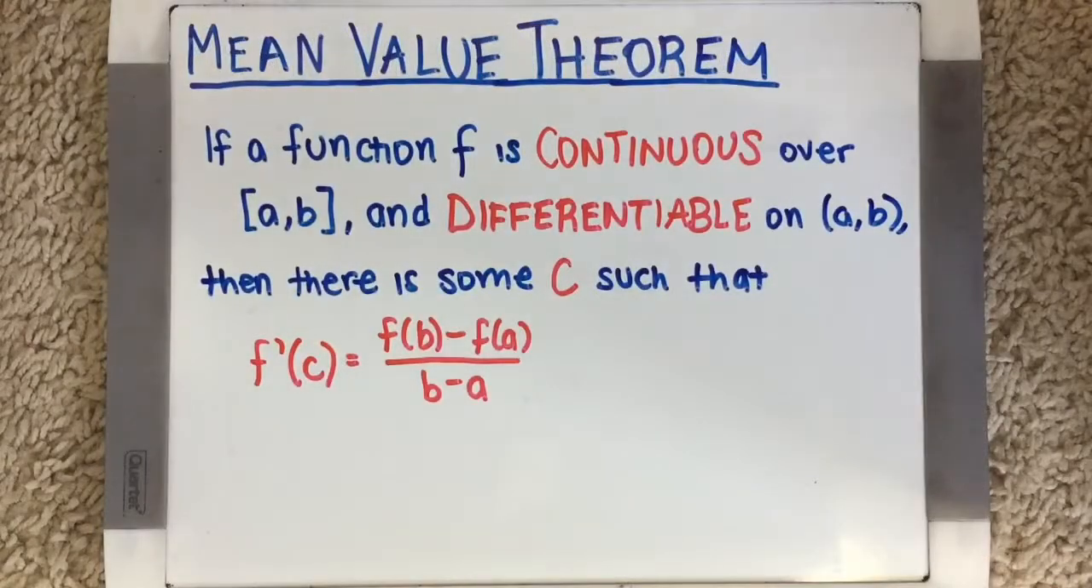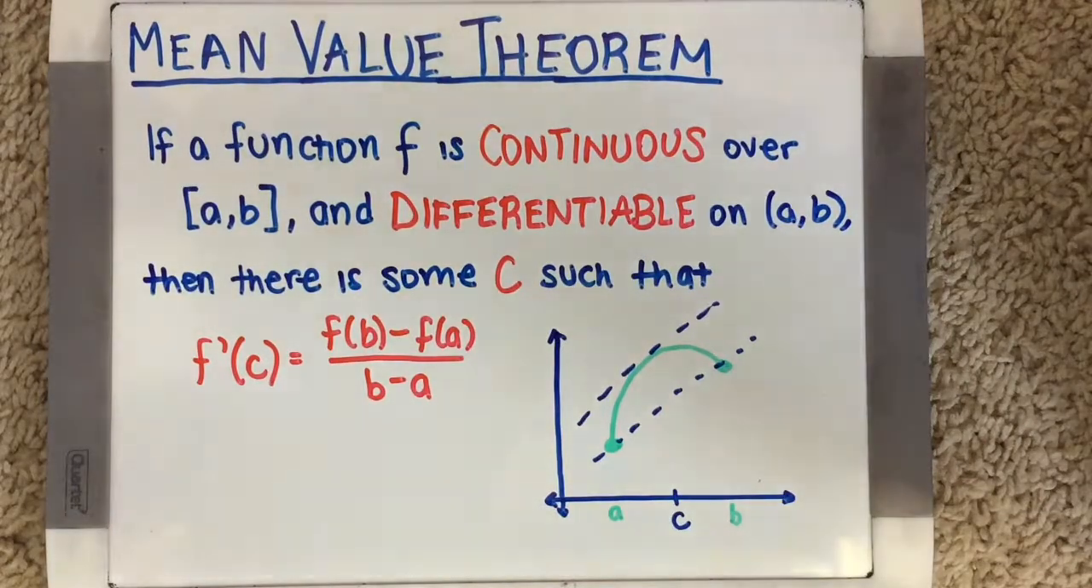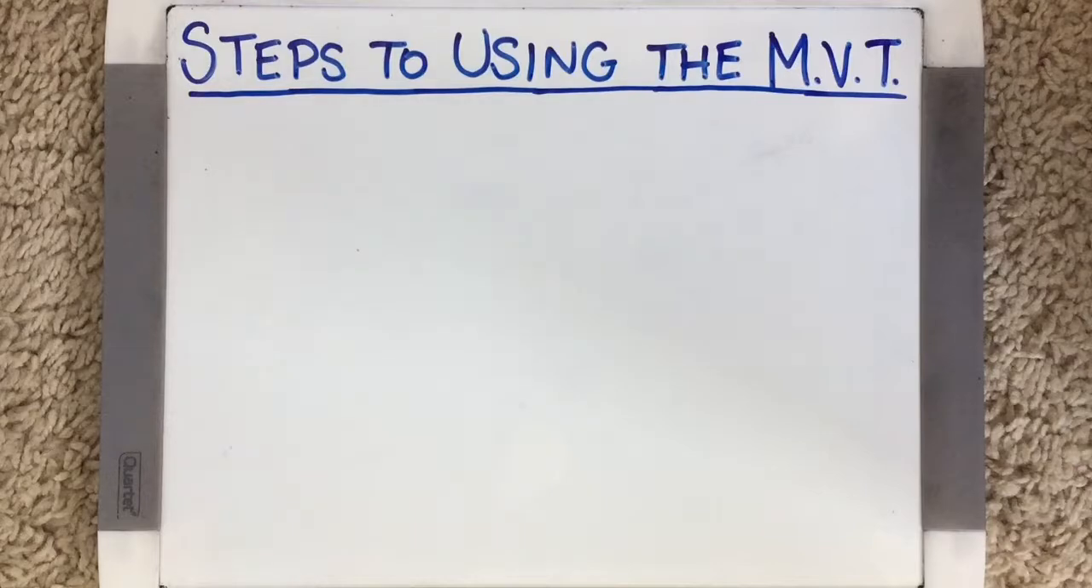This states that if a function f is continuous over the closed interval from a to b, and also differentiable over the open interval from a to b, then there must be some value c such that f prime of c equals f of b minus f of a all over b minus a. In other words, there's some point at which the instantaneous slope equals the average slope over the interval. Looking at this on a graph, as we can see, the graph slope must equal the average slope at some point in the interval.